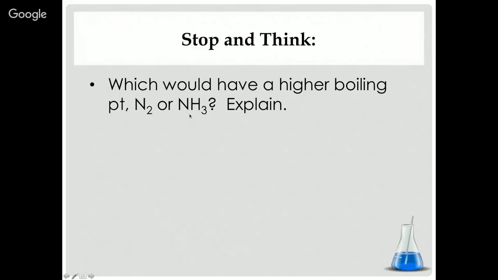Once you know that this is a stronger intermolecular force, it's going to have a higher boiling point. So in your explanation, you can say that NH3 has a stronger intermolecular force and therefore a higher boiling point. If you want to be specific, you could say it exhibits hydrogen bonding and therefore has a stronger intermolecular force, and as a result has a higher boiling point, if you want to get very elaborate in your answer.